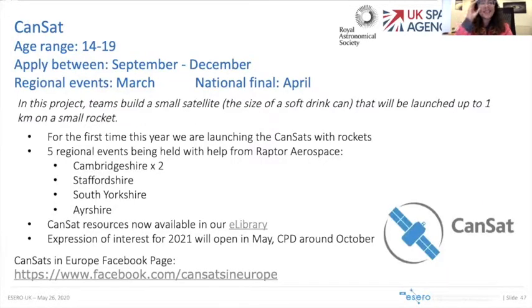And then there's CanSat, which is for the older students, age range 14 to 19, where small teams build a satellite the size of a soft drink can that will be launched up to 1 kilometre on a small rocket. There are 5 regional events every year: Cambridgeshire, Staffordshire, South Yorkshire and Ayrshire, and lots of resources on the website as well. The expression of interest for next year opens around now, although it might be postponed, and there are CPDs that come up towards the end of the year for next year's project.